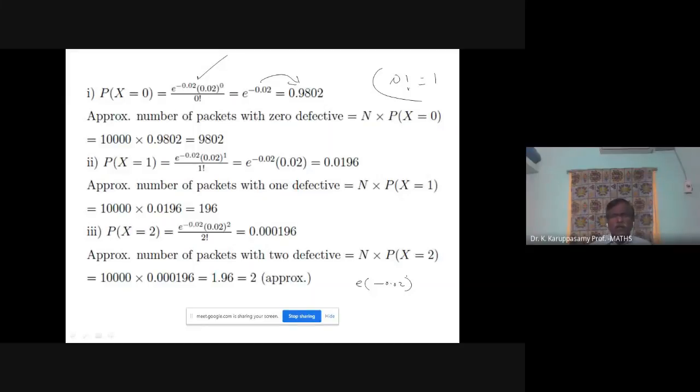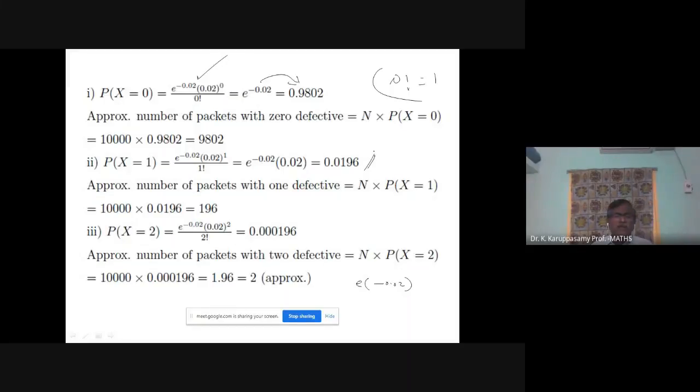So the probability for a packet to have 1 defective is 0.0196. Multiply with 10,000, we get 196.